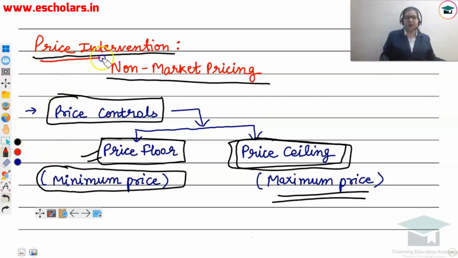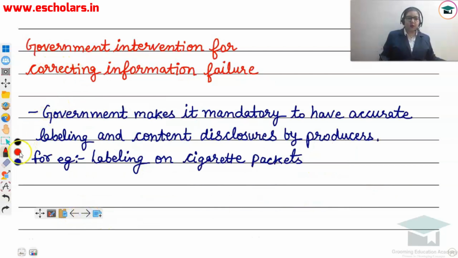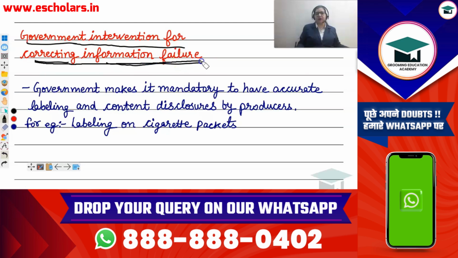So let's recall it: price intervention, non-market pricing. Price controls can be in the form of price floor and price ceiling. Under price floor, minimum price is set for goods and services, and under price ceiling, maximum price is set for goods and services. Also students, as we know, incomplete information also leads to market failure. So there are steps taken by the government in order to correct the information failure, that is the market failure which is the outcome of incomplete information. So let's talk about government intervention for correcting information failure.